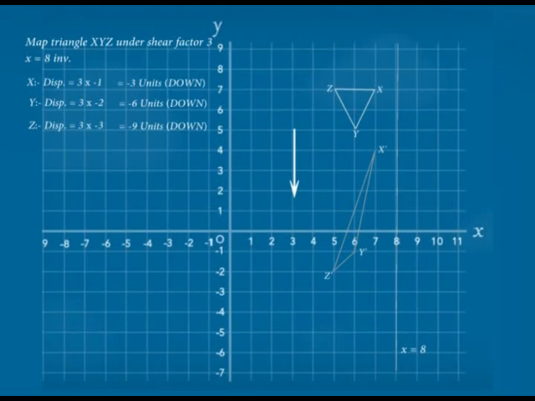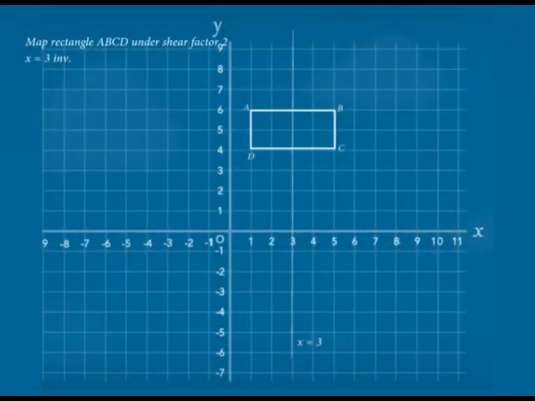Now, this understanding is important when dealing with cases where the invariant line passes through the figure itself. Consider this example. Rectangle ABCD is to be mapped under a shear factor 2 with the line x is equal to 3 invariant. Notice that points A and D are behind the invariant line, while B and C are in front of the invariant line. Attempt on your own to map the image by following what we've done. Expect an image with one side displaced upwards and the other side downwards. Good luck.